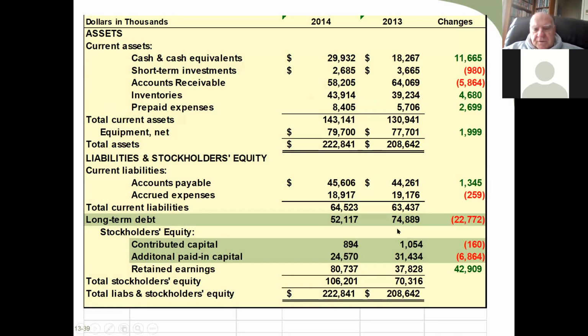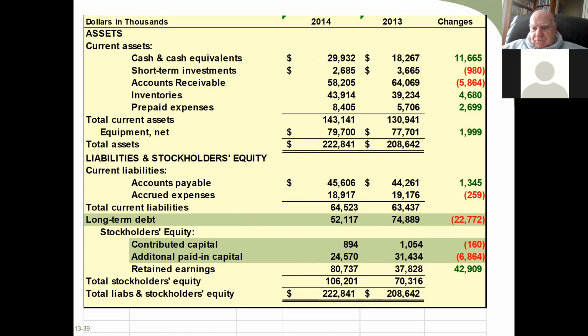Now they're highlighting 3 things we've not done yet. So far, we covered all of the assets and the current liabilities. Now we've got some long-term debt, and we've got contributed capital, which is probably from a stock issue, and we have additional paid-in capital. We have retained earnings. We must see what's going on with those. Again, we must get the detail. So let's see what happens here.